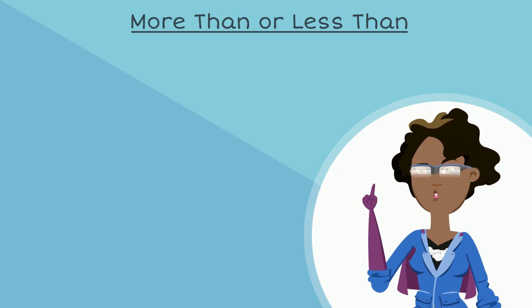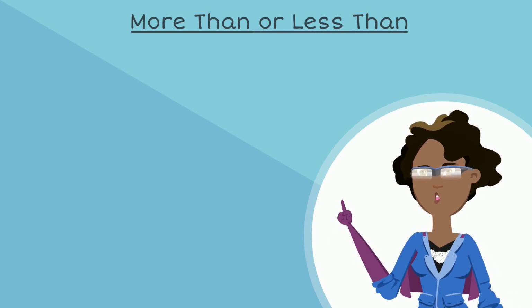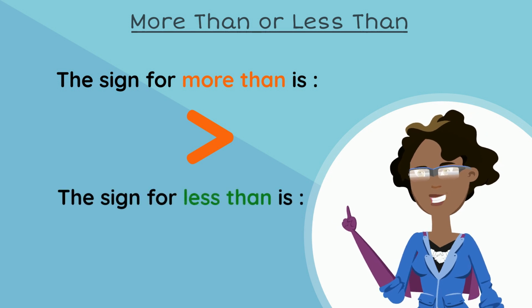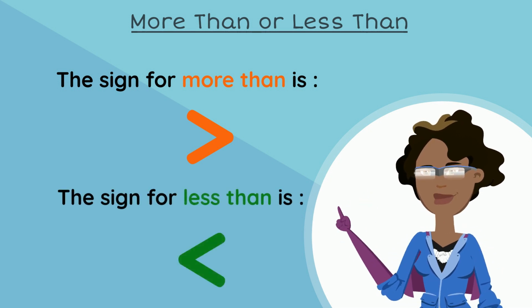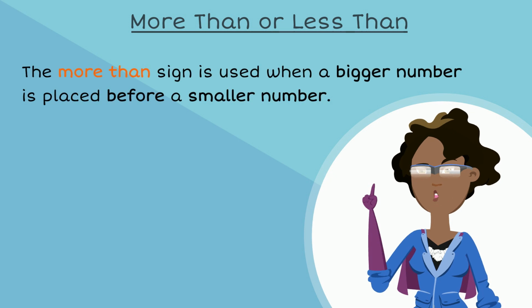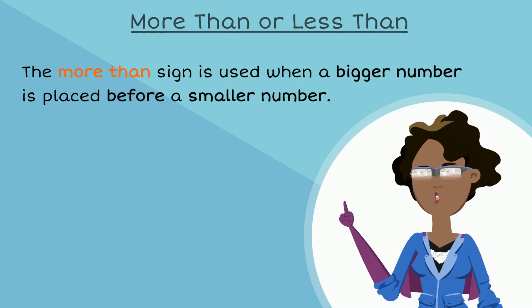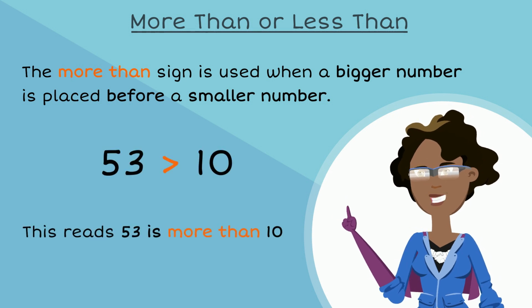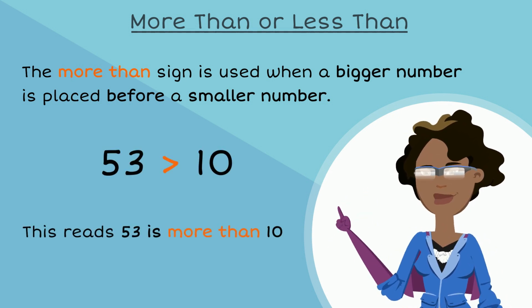Now let's move on to more than and less than. The sign for more than is this, and the sign for less than is this. The more than sign is used when a bigger number is placed before a smaller number. Let's look at an example. This reads, 53 is more than 10.